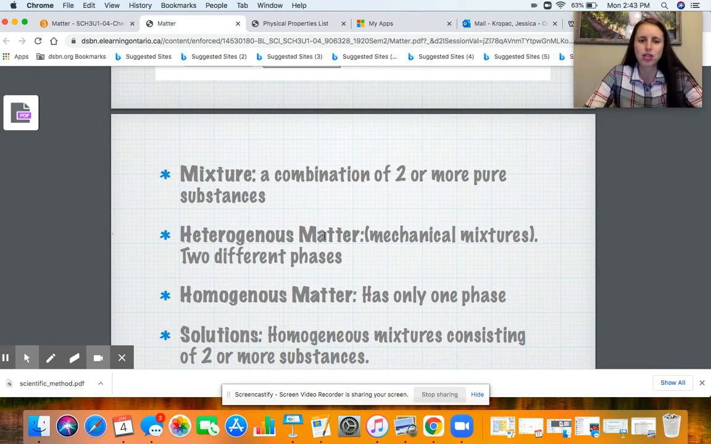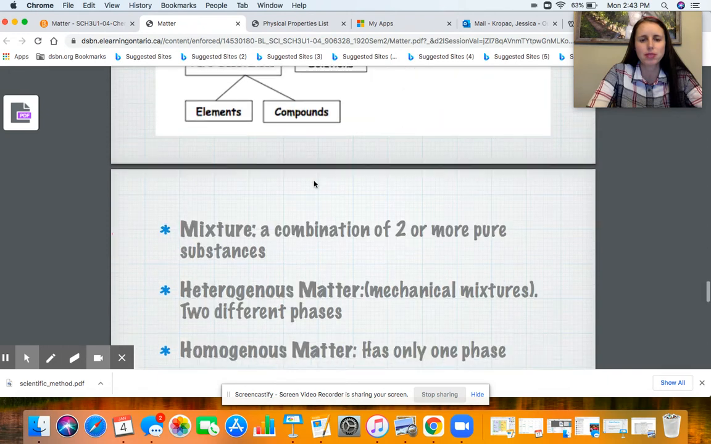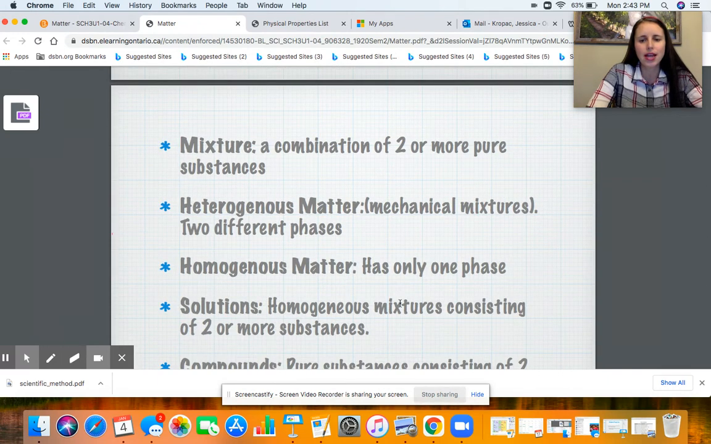It's a heterogeneous mixture. A homogeneous mixture is if you can't see a difference. If you can't see a difference, if it only has one phase, then it's said to be a homogeneous mixture. We then split homogeneous mixtures into solutions and pure substances. A solution is a mixture that contains 2 or more substances.